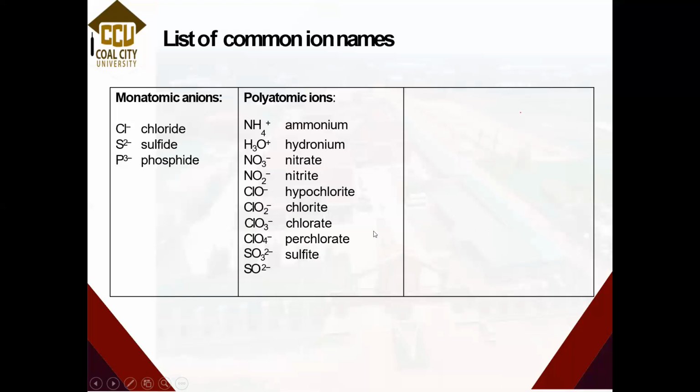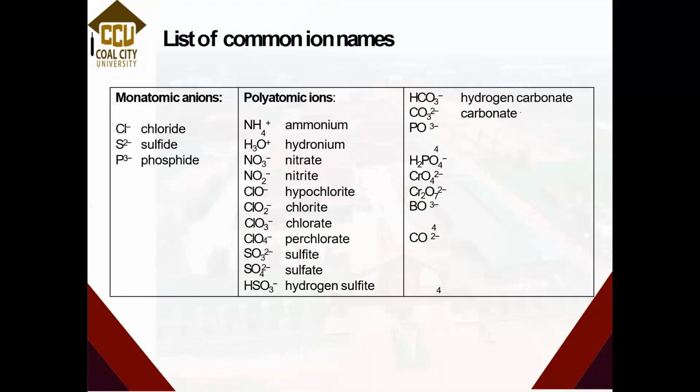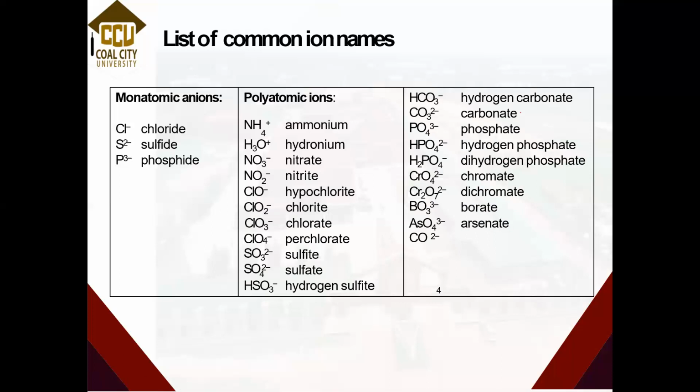Then SO3 2 minus, that's sulfite. SO4 2 minus, sulfate. HSO3 minus is our hydrogen sulfite. All these are important for you to commit to memory. There are many others that you can see here, so look at them properly. There are things you're already familiar with.